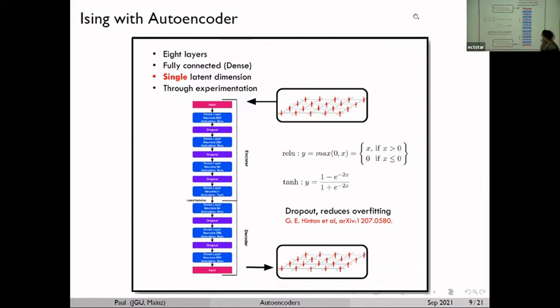And these are the two different types of activation functions used. You can see we are also introducing a dropout in between, just to reduce the overfitting error or the bias that we have due to overfitting. So this is the structure that we have implemented for studying the Ising configurations.